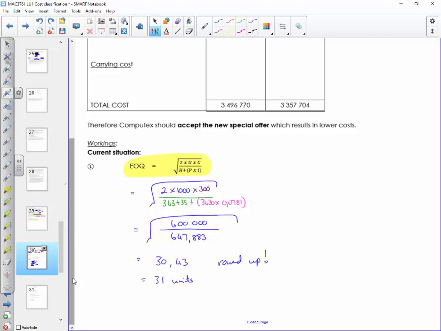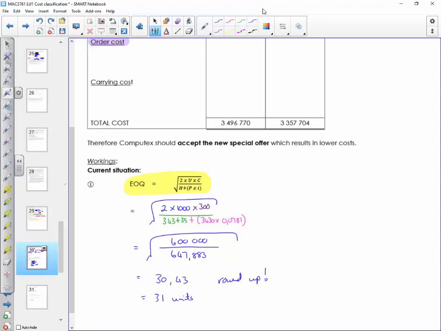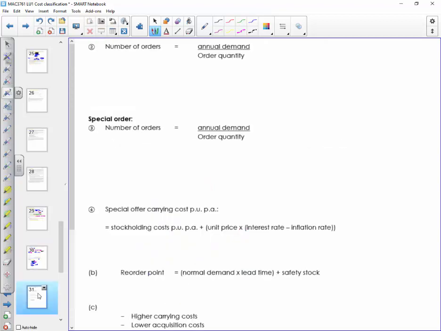Okay, now I need to just prove this to you. If I ordered 30 units, if I rounded off, let me just quickly do the next calculation before I carry on there. The number of orders says I need 1,000 units a year, and I need to place 31 orders. 1,000 divided by 31 gives you 32.26, and again I need to round up to 33 orders.